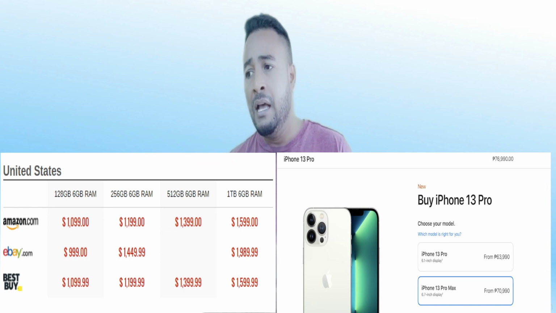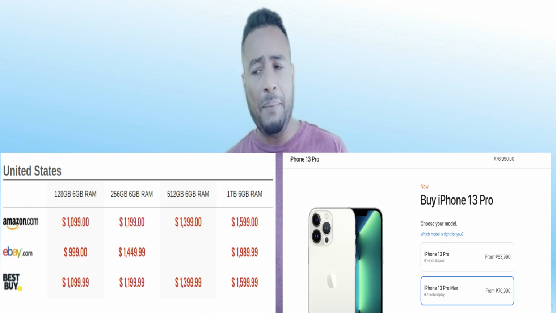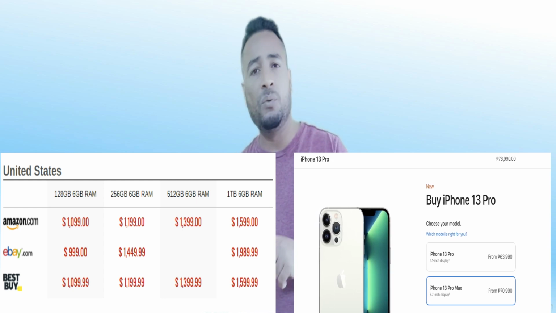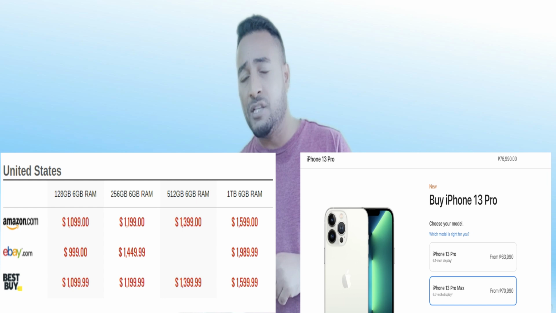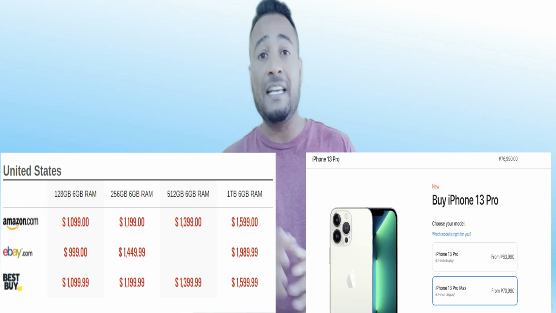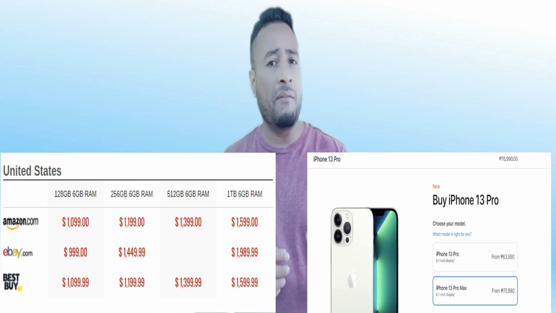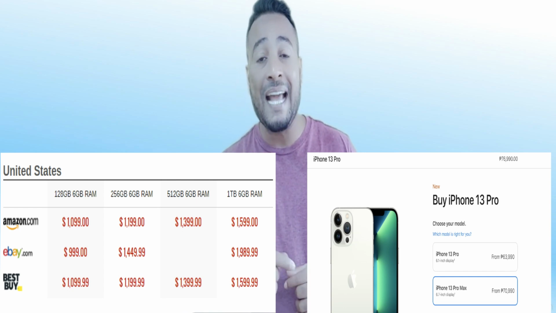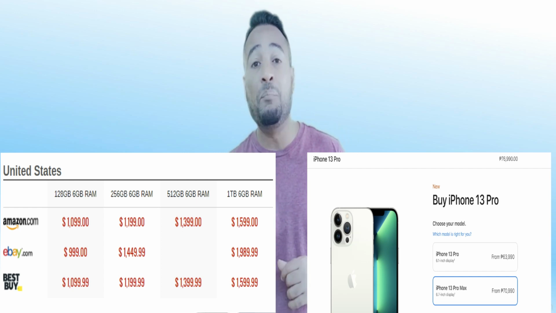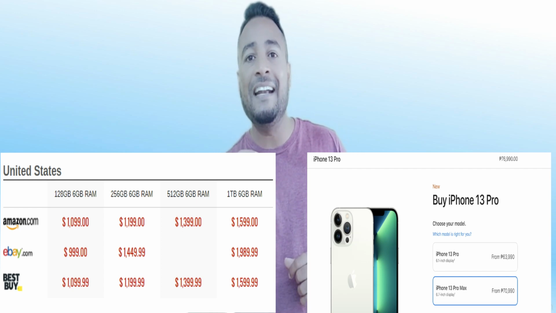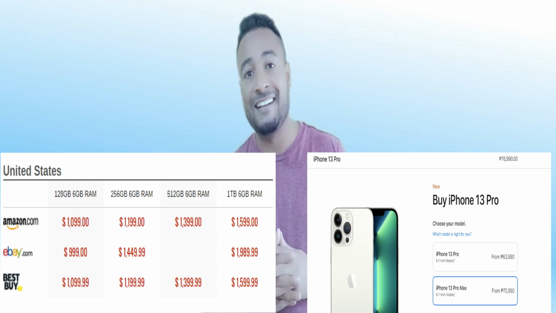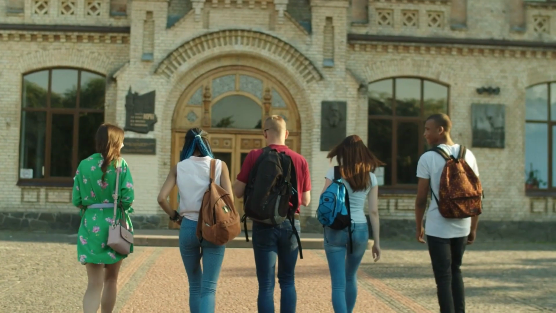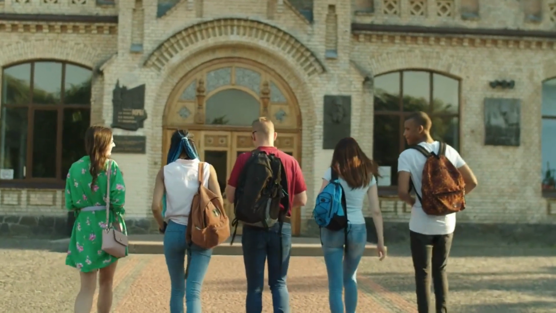For example, iPhone 13 Pro in Philippines, I think right now the price is like 70 to 76,000 peso, right? And in US it's 999, somewhere it's 1,000, somewhere it's $980. You can buy that same iPhone 13 Pro in just 999 peso. Just think. Another good thing is study.